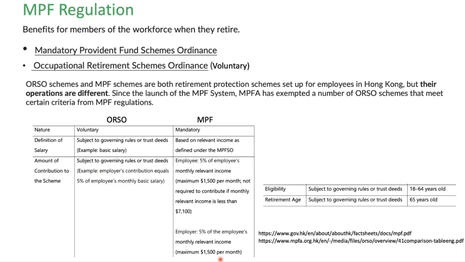Okay, and let's talk about the eligibility. For ORSO, it's subject to the governing rules or trust deeds, and the retirement age is also subject to the trustees. But for MPF, contribution starts from 18 years to 64 years old, and the retirement age for MPF is 65 years old. There are a few websites which you can refer to for more details if you want to. Later, I'll be sharing the presentation.